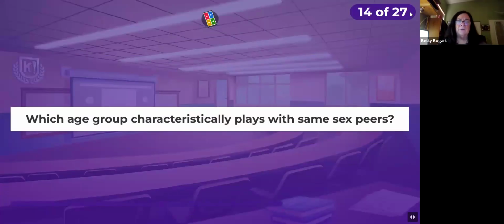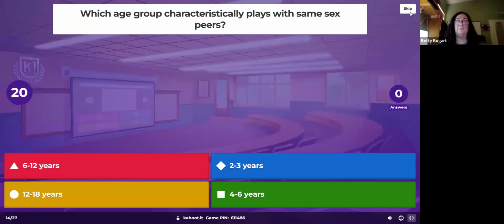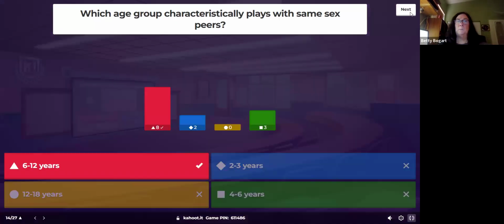Which age group characteristically plays with the same sex peers? So, same sex peers, this is your school age children, okay?